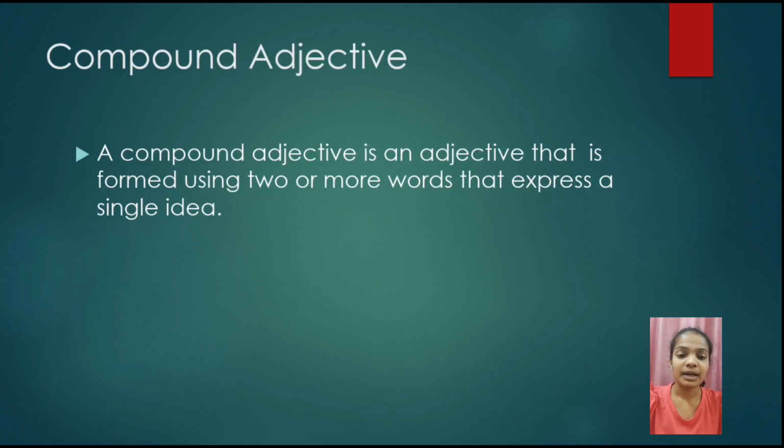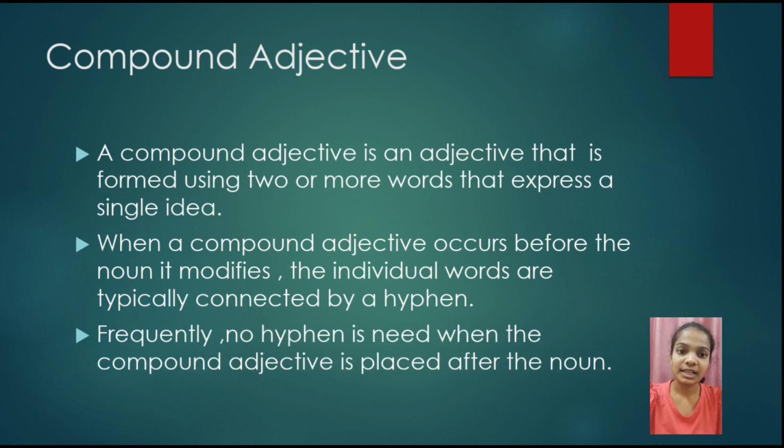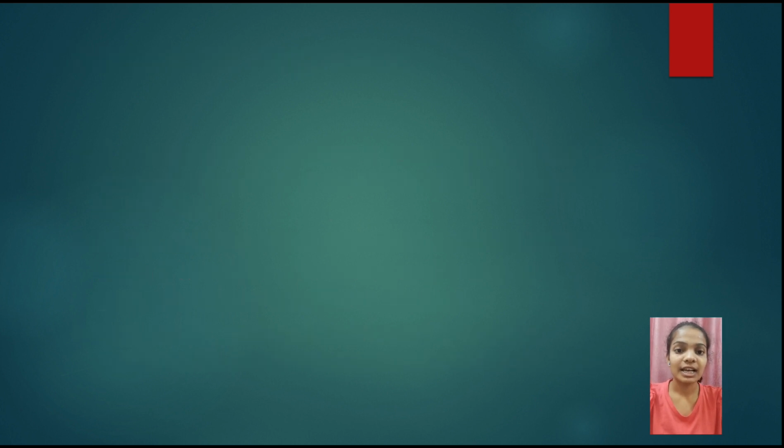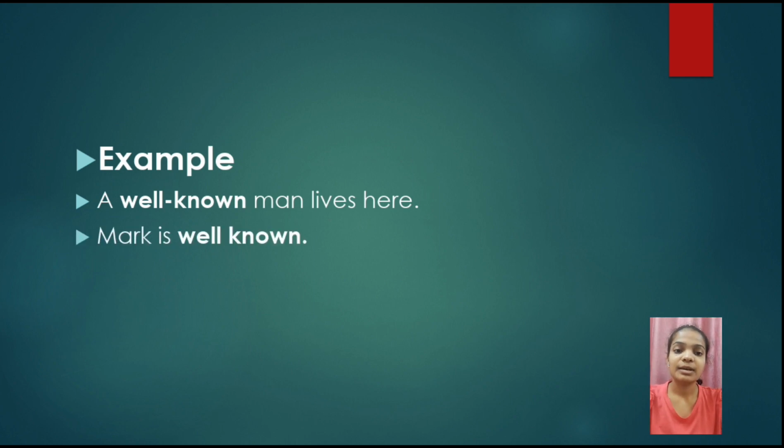Compound adjective. A compound adjective is an adjective that is formed using two or more words that express a single idea. When a compound adjective occurs before the noun it modifies, the individual words are typically connected by a hyphen. Frequently, no hyphen is needed when the compound adjective is placed after the noun. Example: a well-known man lives here. Mark is well known.